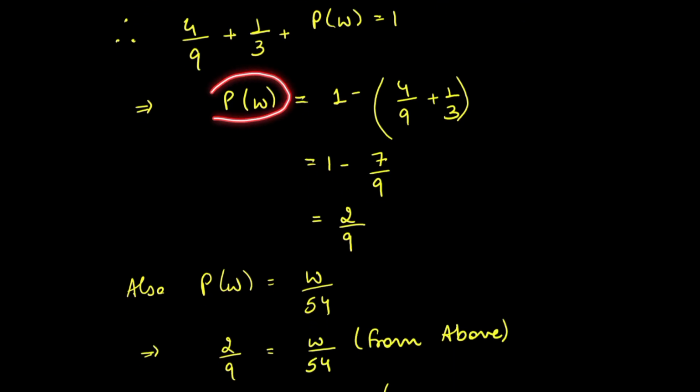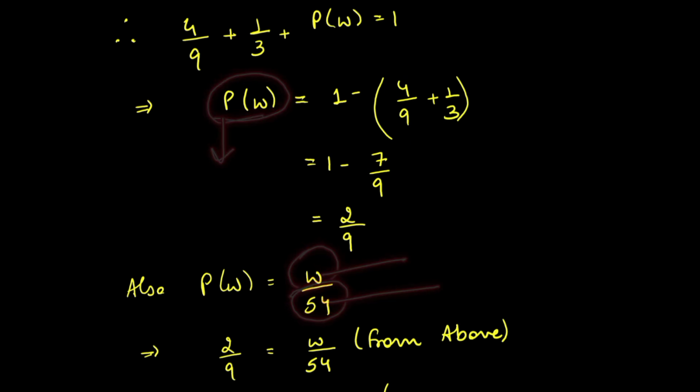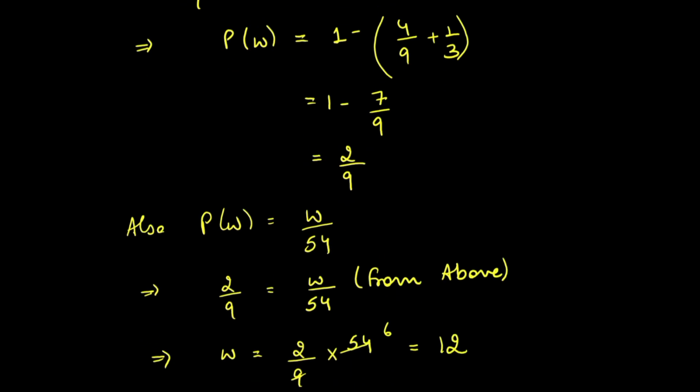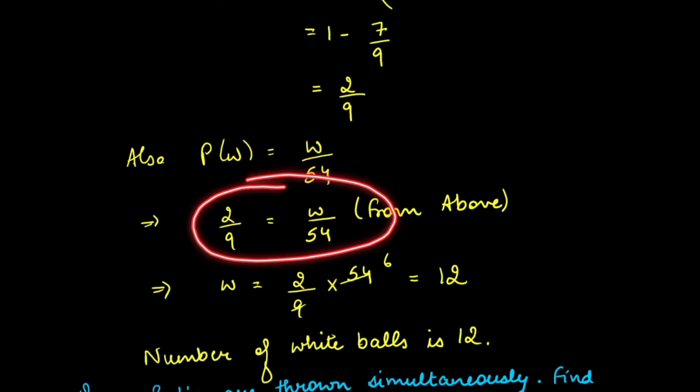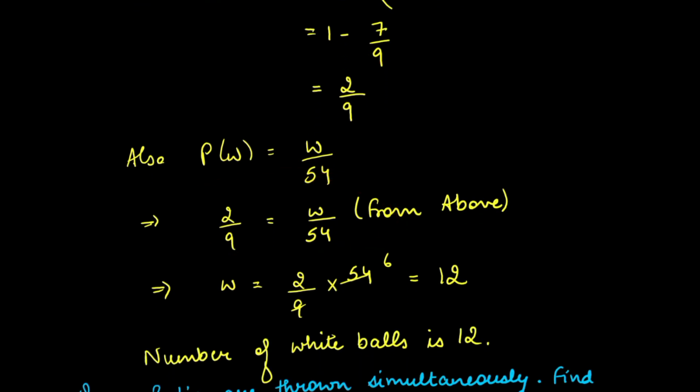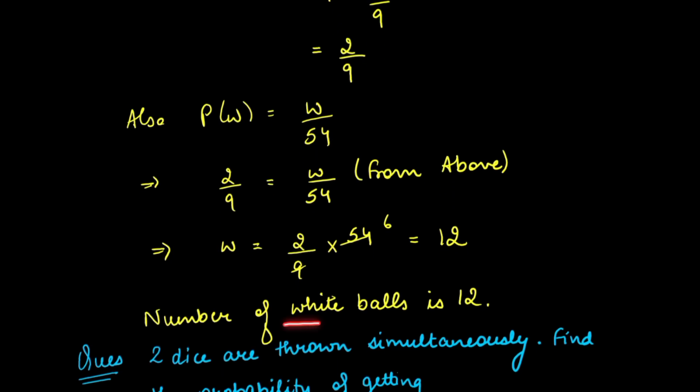Also, we know that the probability of a white marble should be W by 54. That is favorable outcomes divided by the total number of possible outcomes. If we equate these two values, we get an equation, and solving this equation, we get the value of W to be 12. So the number of white balls is 12.